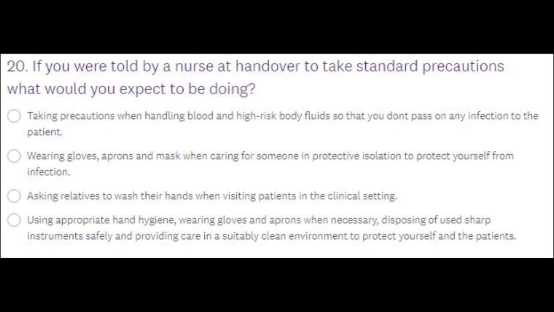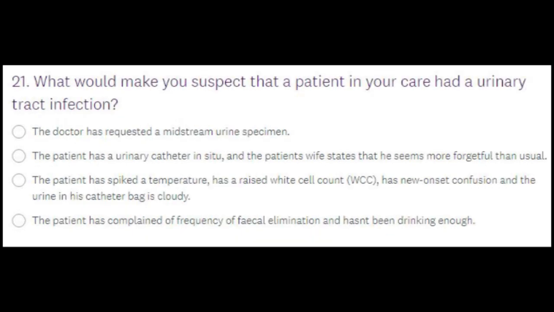Okay, option D is the right answer. Option D, using appropriate hand hygiene, wearing gloves and aprons when necessary, disposing of used sharp instruments safely, and providing care in a suitably clean environment to protect yourself and the patient, is the right answer.